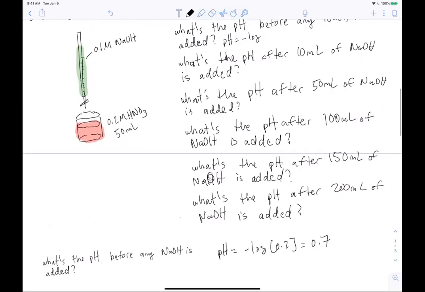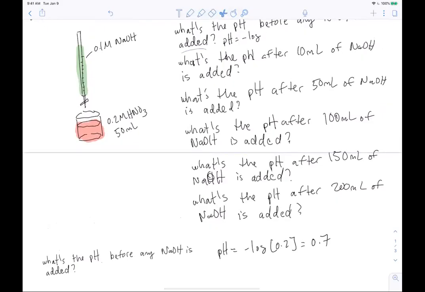And then we can look at the next step, which is what happens when we start adding in sodium hydroxide. So now we've sort of started the titration problem.